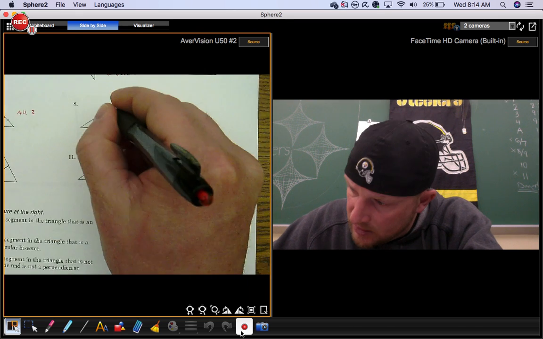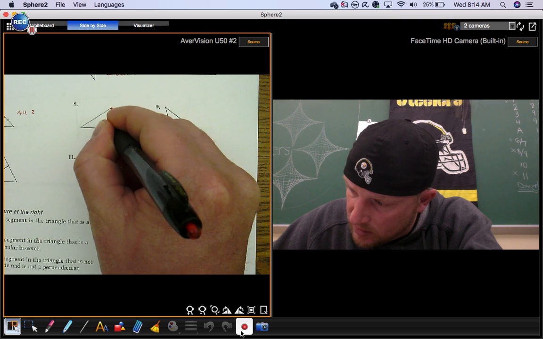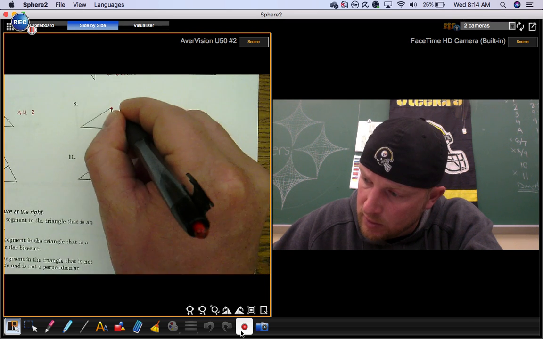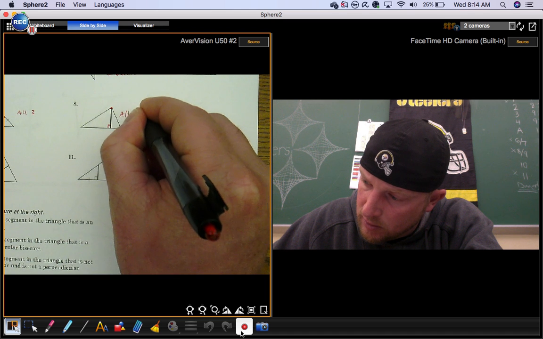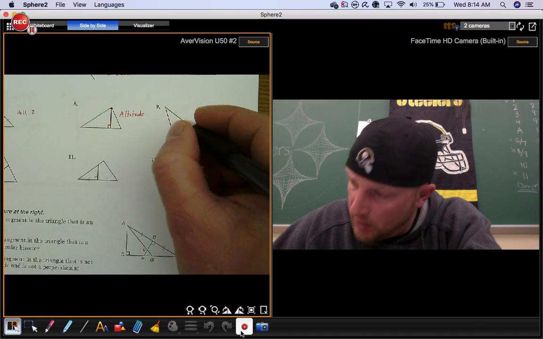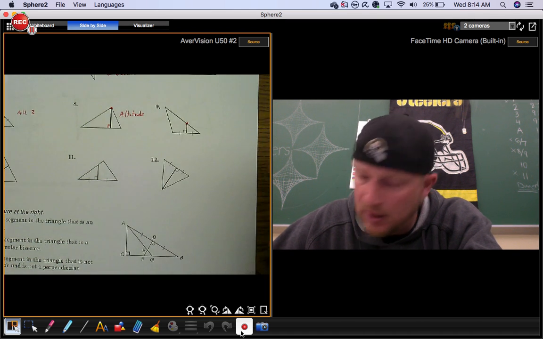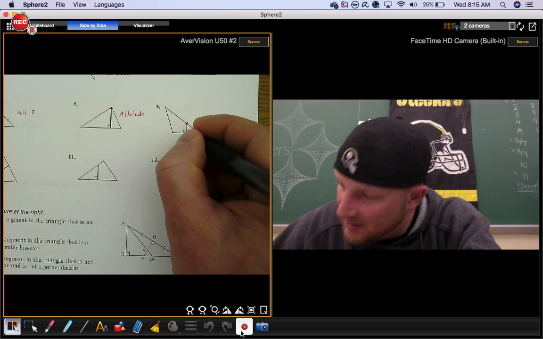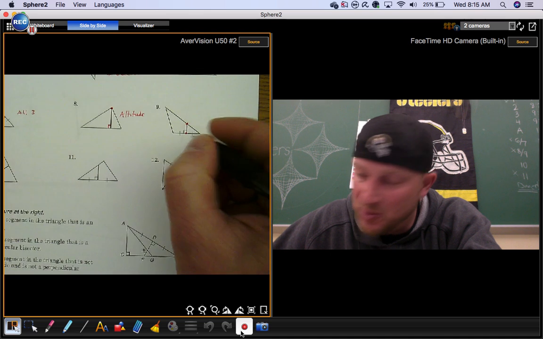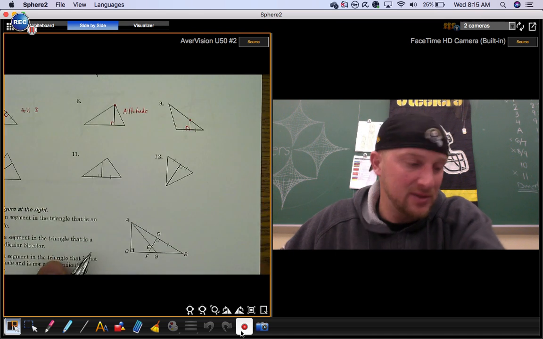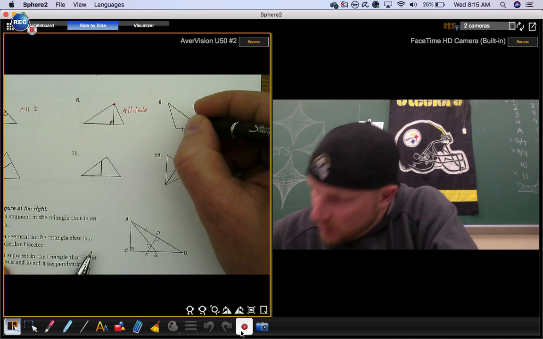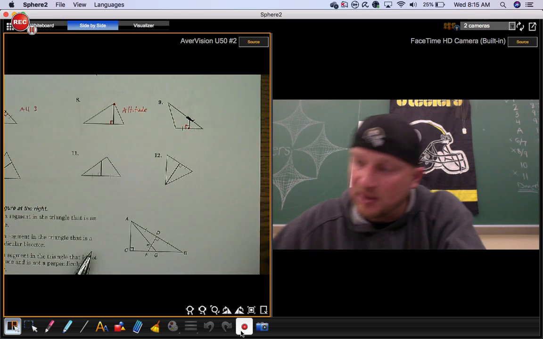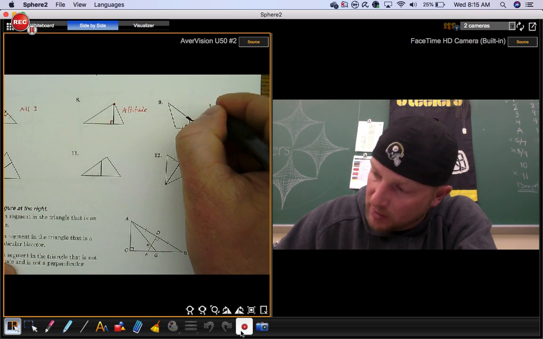Number eight is an altitude. It touches a vertex and meets the other side at a right angle. Number nine, that point right there is not a vertex. I probably shouldn't have colored that in, but this point here is a midpoint and it meets at a right angle. So pretend like I didn't do that because that needs to be a vertex and it isn't a vertex. This is just a perpendicular bisector.